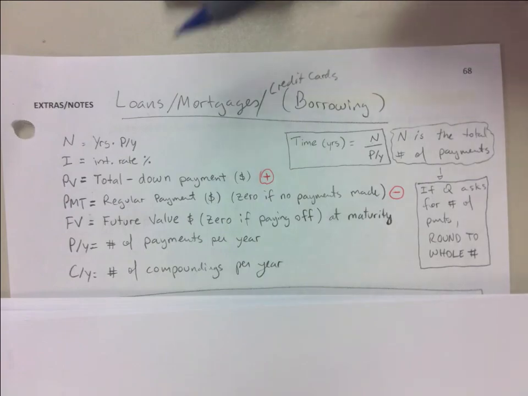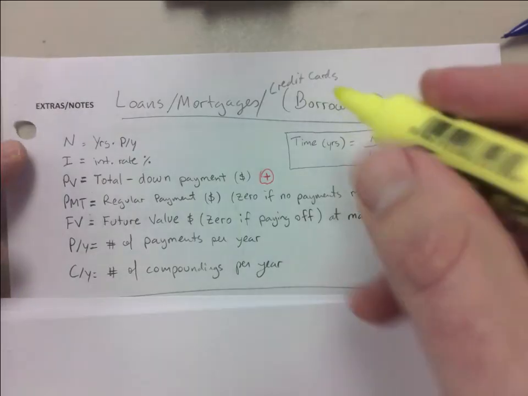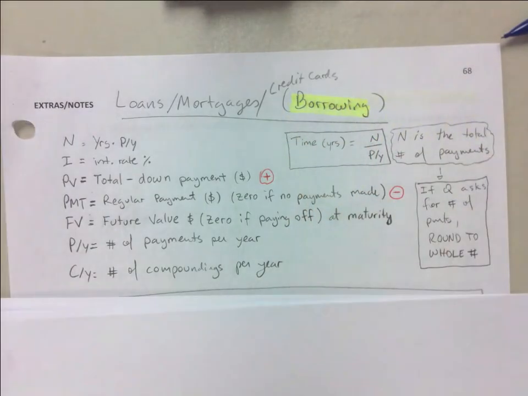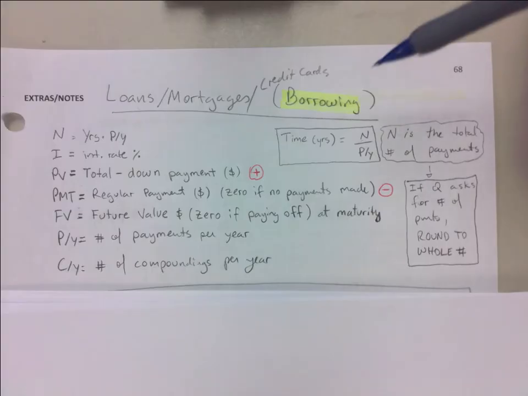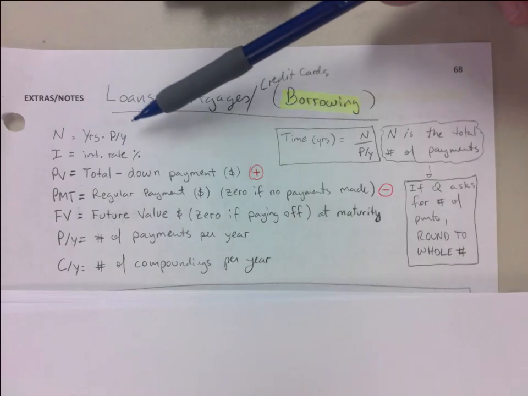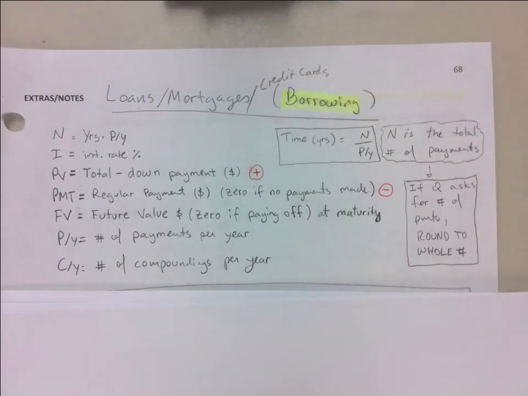So please copy this down. So loans, mortgages, credit cards, and essentially we're talking borrowing here. We're borrowing money. We're not investing. It's a different scenario. So you should recognize that there's your TVM solver, your line up there with the definitions. So do the TVM first, okay? And I will explain it to you once you have that written down.